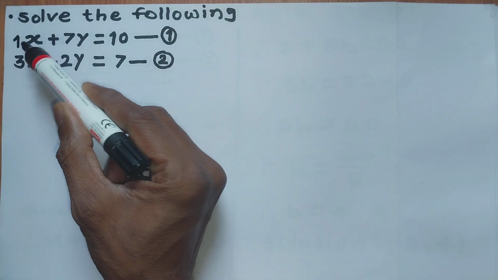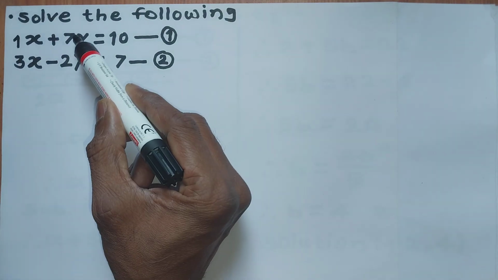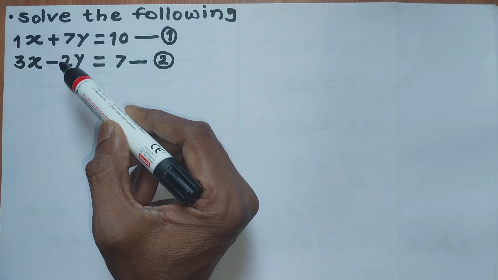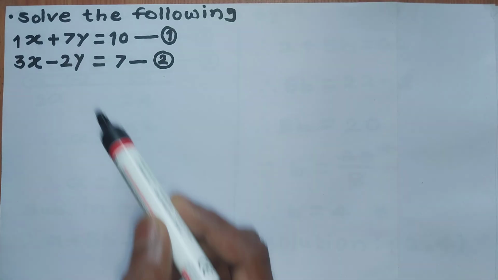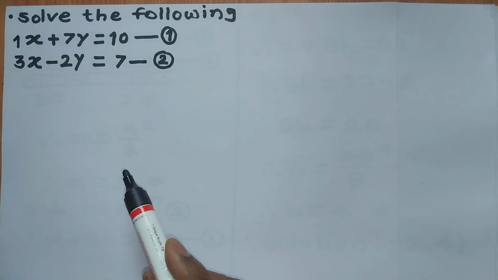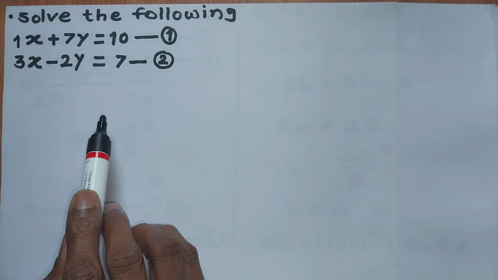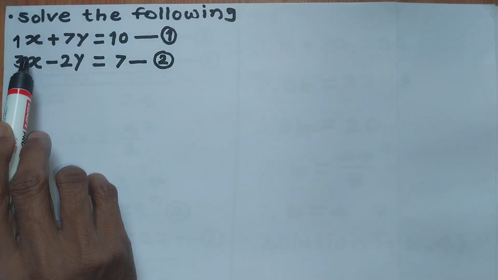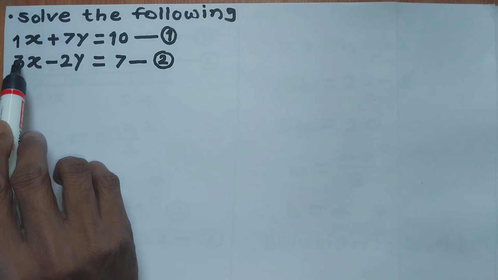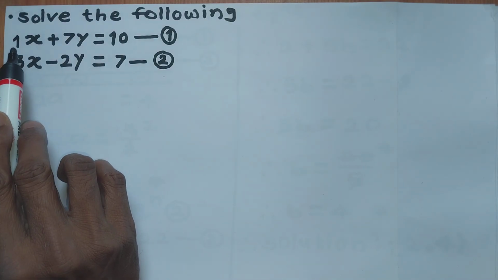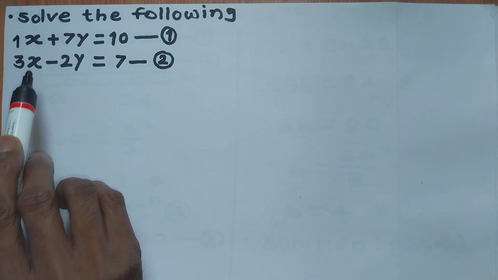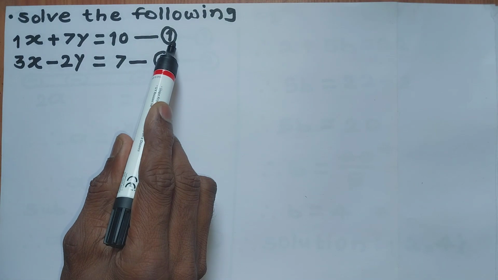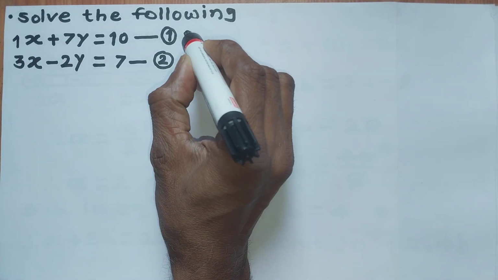Coefficients of x are 1 and 3, and coefficients of y are plus 7 and minus 2. Means the coefficients are not equal. So it is necessary to equate the coefficients of any one of the variables. Therefore, first we equate the coefficients of x. That becomes very easy because we want to multiply equation number 1 by 3.